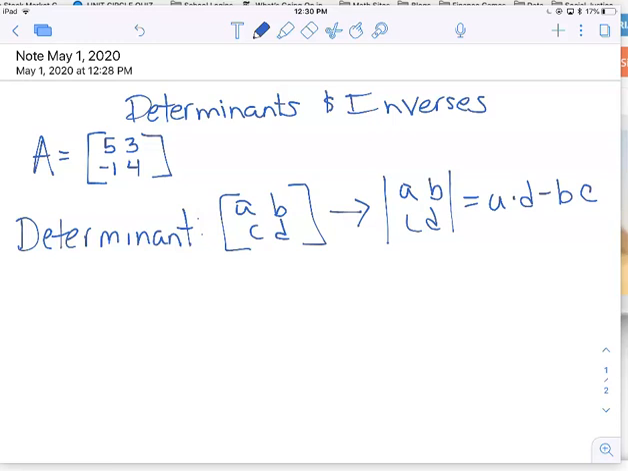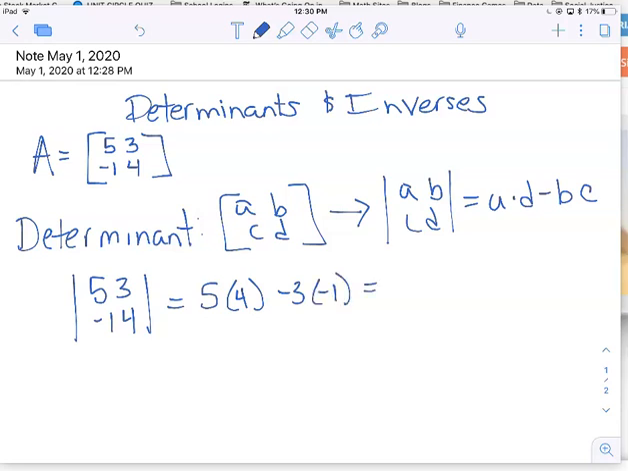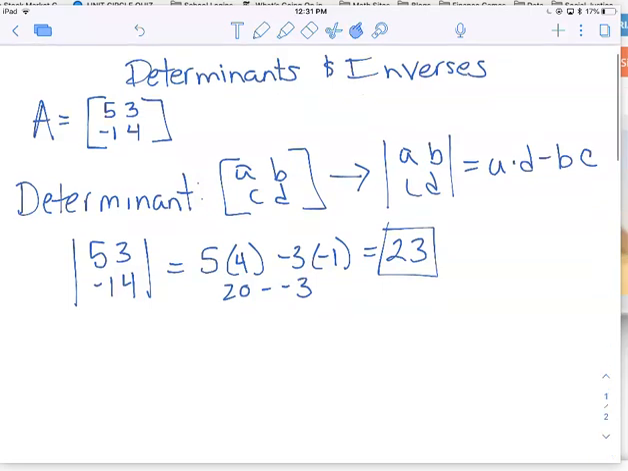So if I was to say the determinant of A would be 5 times 4 minus 3 times negative 1. So we got 20 minus negative 3. So our determinant is 23. And the 2 by 2s are all we're going to have to do by hand. You might ask, well, what about a 3 by 3 or 4 by 4? You will always use a calculator, but to find a determinant, it has to be a square matrix, like a 2 by 2 or 3 by 3.